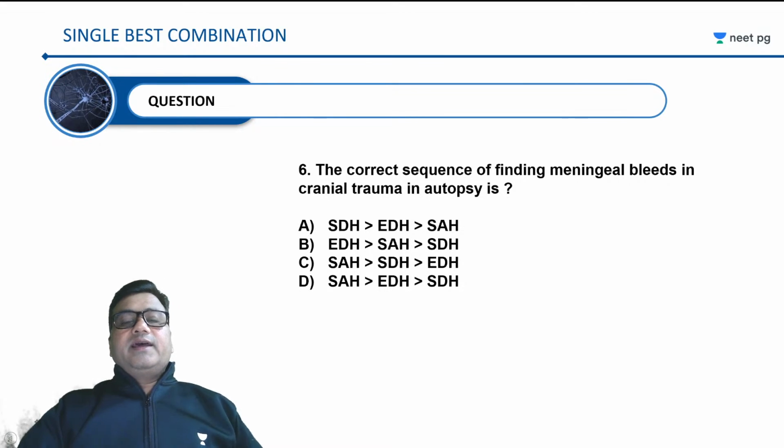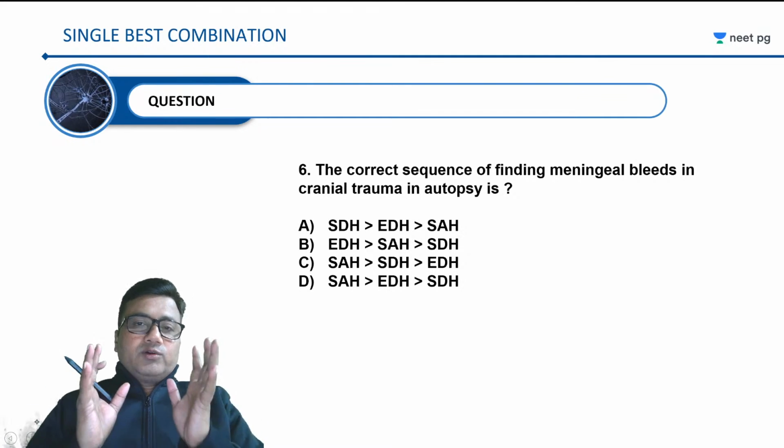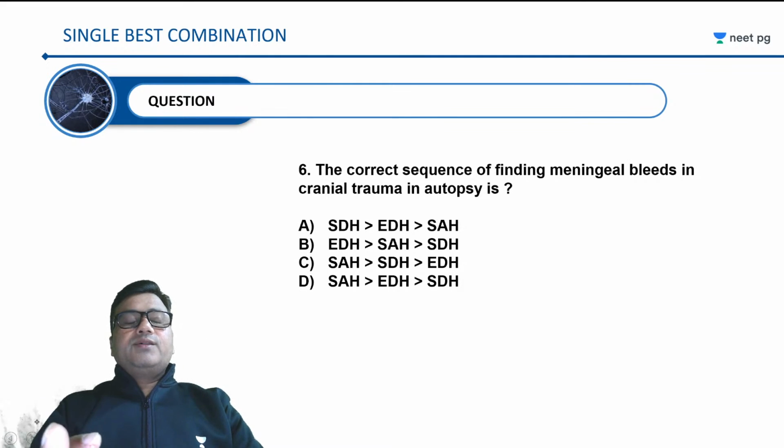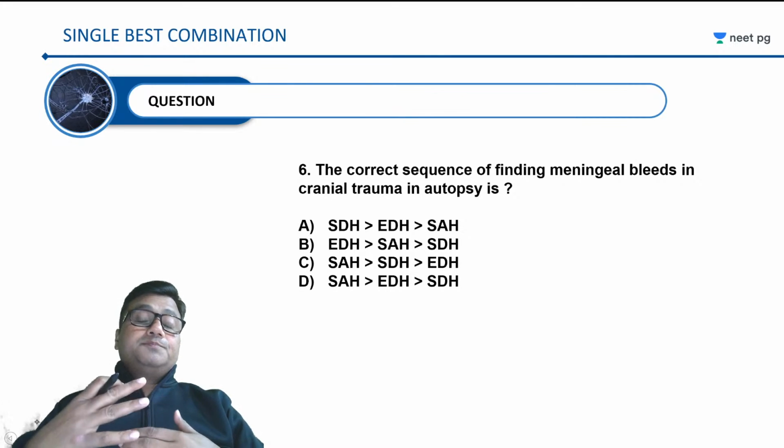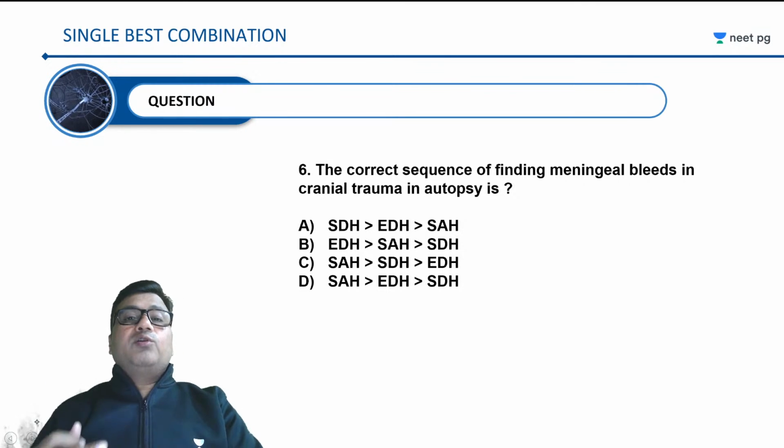The question is, the correct sequence of finding meningeal bleeds in cranial trauma at autopsy is: subdural followed by extradural followed by subarachnoid, or extradural followed by subarachnoid followed by subdural, or subarachnoid followed by subdural followed by extradural, or subarachnoid followed by extradural followed by subdural hemorrhages? See, what the question is asking is, when we conduct autopsies in cases of head trauma, which bleed is seen most, followed by a little less, followed by the least.